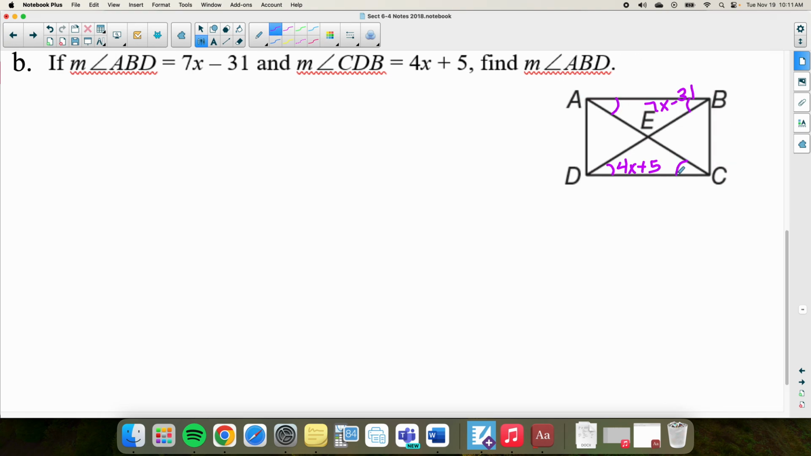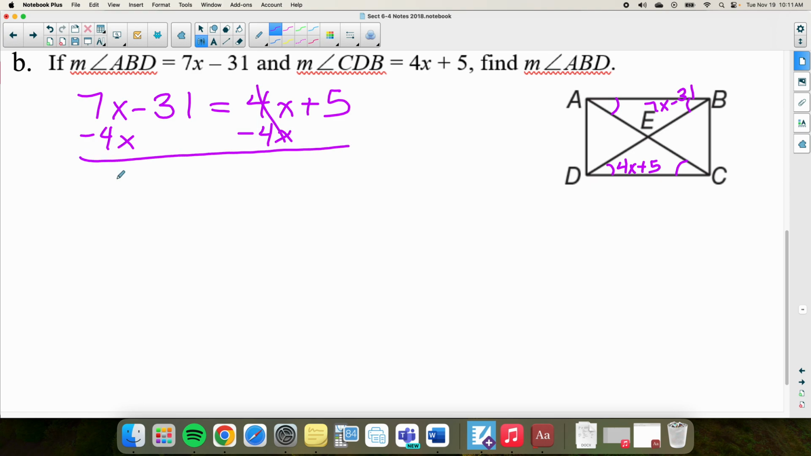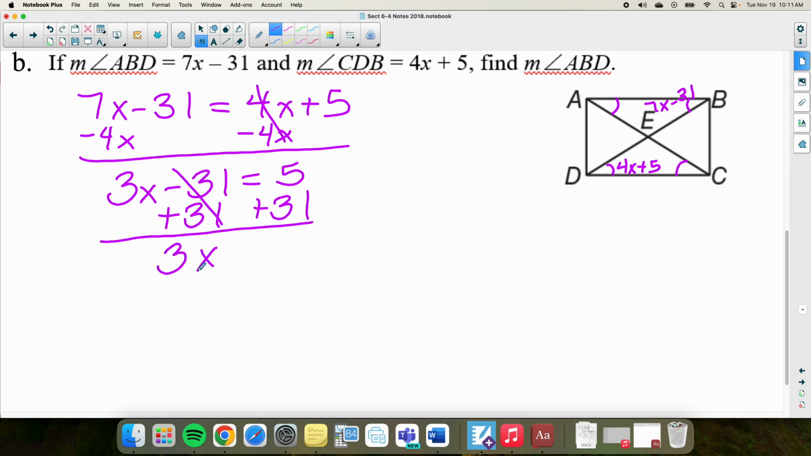Don't forget, I could even go back to that color. These 4 angles are always equal. So I could say 7x minus 31 equals 4x plus 5. And then you're going to go ahead and solve it. So you're going to subtract 4x and get 3x minus 31 is 5. Add 31 and you get 3x equals 36. Divide by 3 and x is 12, okay?